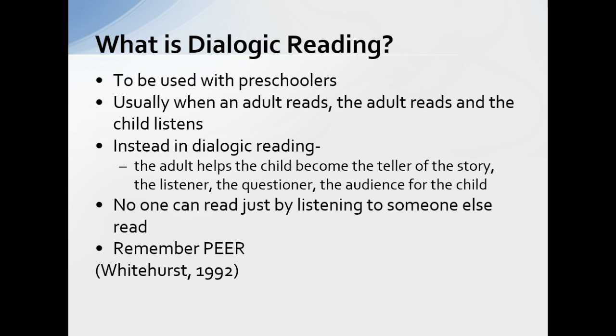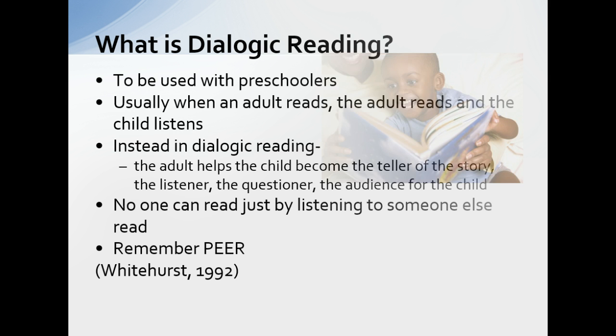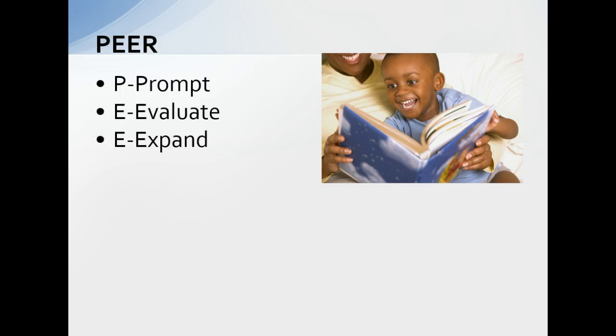The easiest way to remember this is the acronym PEER, and each letter stands for something. P stands for prompt, E stands for evaluate, the second E stands for expand, and the R stands for repeat.